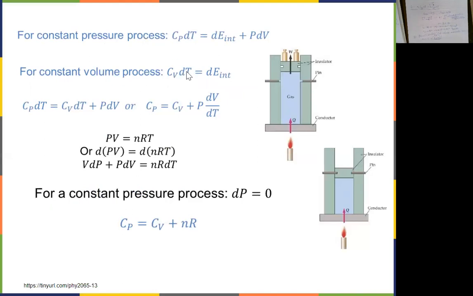The same for constant volume process. Then Cv dT equals the derivative of internal energy. So you can see the derivative of internal energy is just equal to Cv dT. If you replace this with this, then Cp dT equals Cv dT plus P dV. Or if you divide both sides by dT, then Cp is equal to Cv plus P times dV over dT.